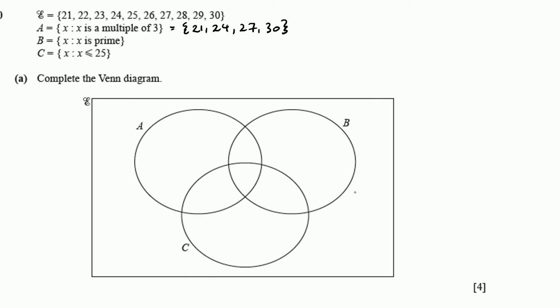Now I'm looking for prime numbers from this set. Remember what I said in the previous video, these questions will often test your knowledge of things like prime numbers, square numbers, multiples, and factors. So the first prime number that I'm seeing in the universal set is 23. After that, the next prime number I'm seeing is 29.